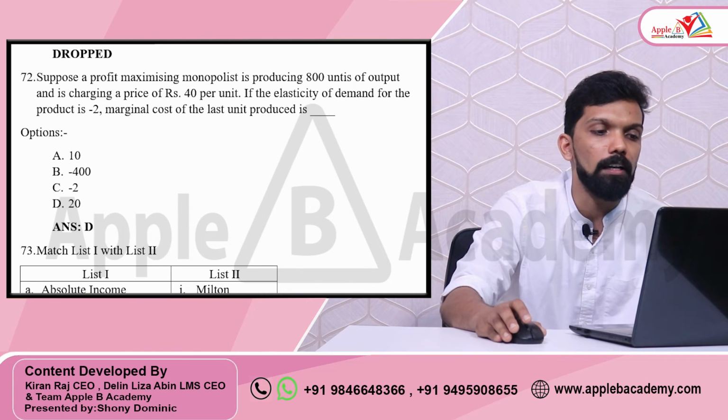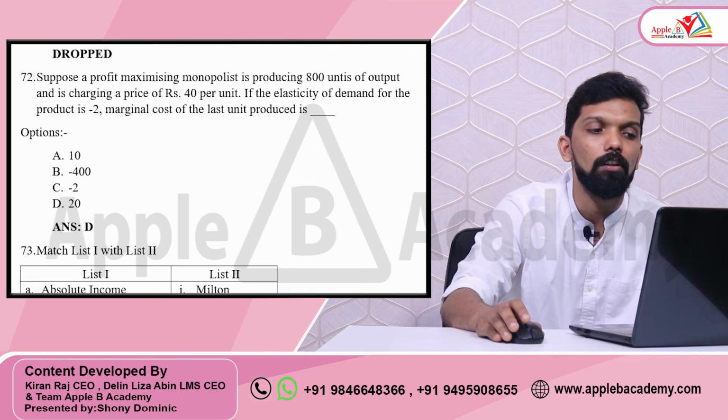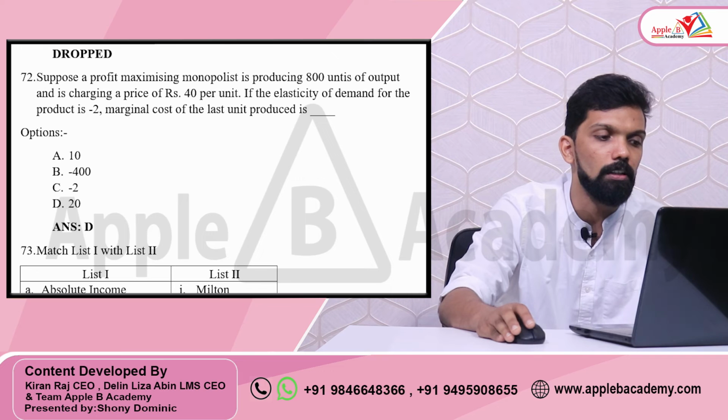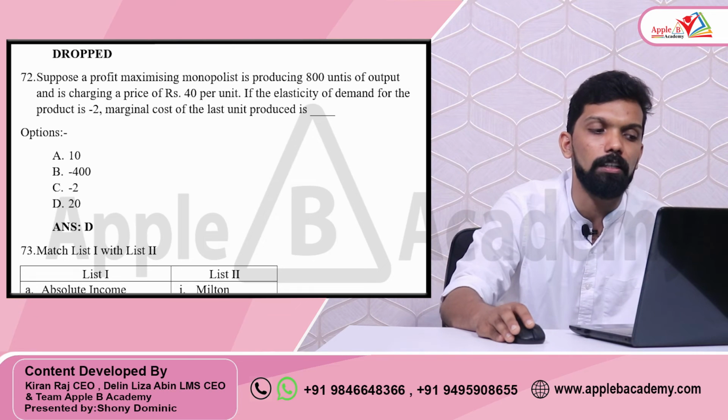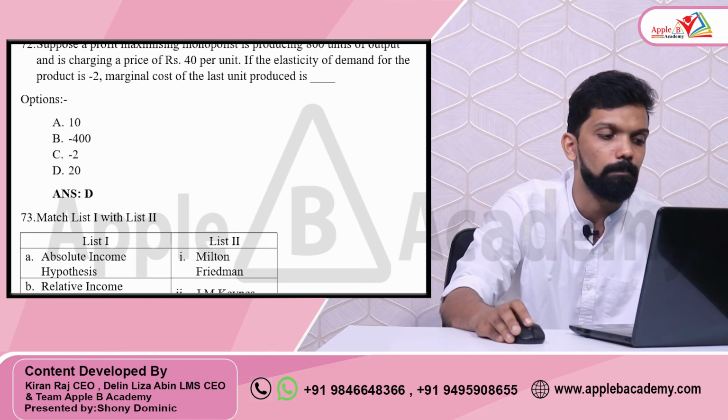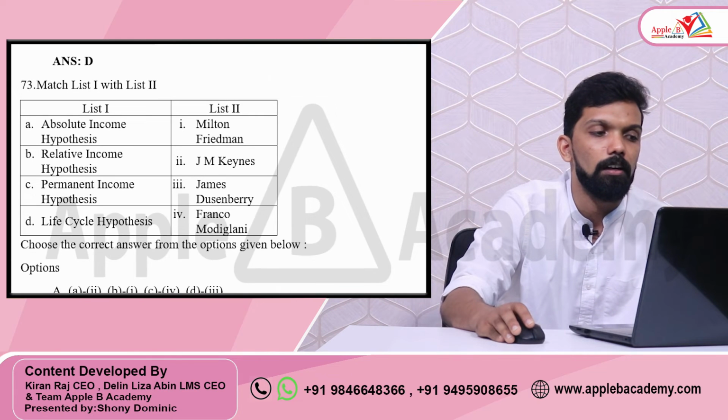Suppose a profit maximizing monopolist is producing 800 units of output and is charging a price of rupees 40 per unit. If the elasticity of demand for the product is -2, the marginal cost of the last unit produced is dash. The options: option A 100, option B -40, option C -2, option D 20. So the right answer for this question is option D, which is 20.